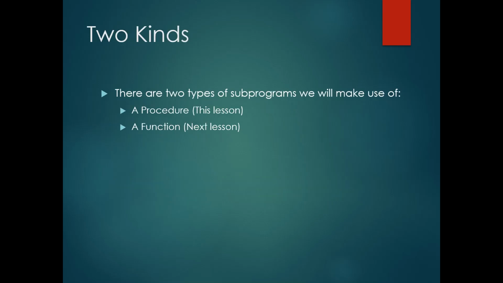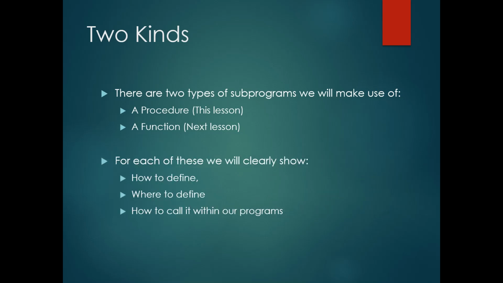All right, so there are two kinds of methods. There's a procedure, which is this lesson, and then there's a function. They're very, very similar to one another. They only differ in really one way. So the next lesson is actually going to be quite a bit quicker than this one. A procedure, that's what our focus is right now. For each one of these two things, procedure and function, we're going to learn how to define them, where to define them, and how to actually call them within our programs.